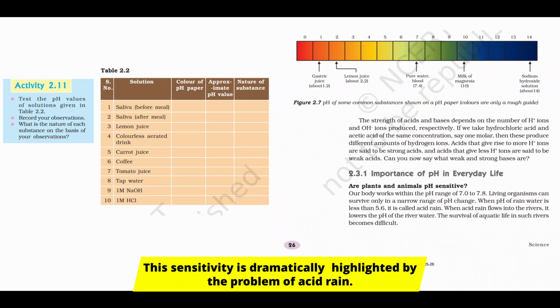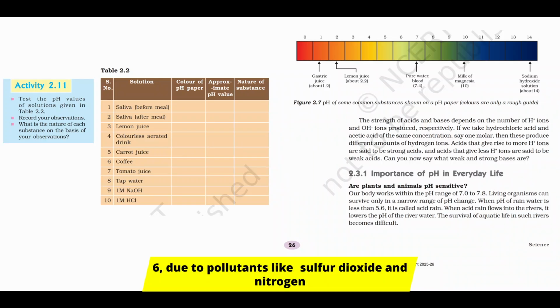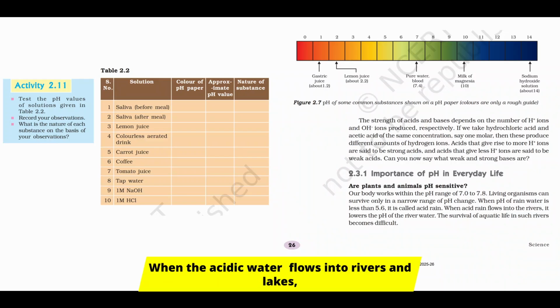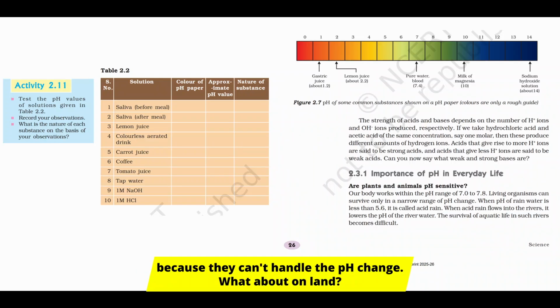This sensitivity is dramatically highlighted by the problem of acid rain. When the pH of rainwater drops below 5.6 due to pollutants like sulfur dioxide and nitrogen oxides dissolving, we call it acid rain. When this acidic water flows into rivers and lakes, it lowers the water's pH. This can devastate aquatic ecosystems, making it incredibly difficult for fish, insects, and aquatic plants to survive. It's a major environmental issue. So acid rain directly impacts aquatic life because they can't handle the pH change.